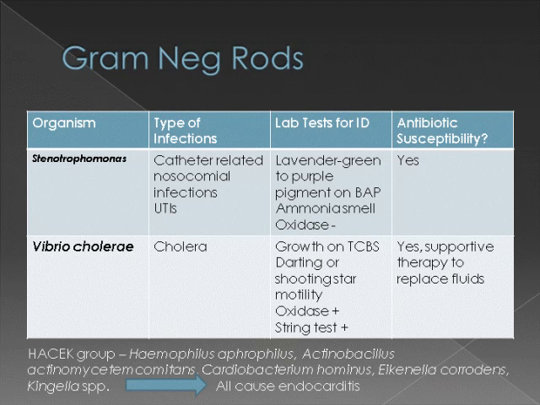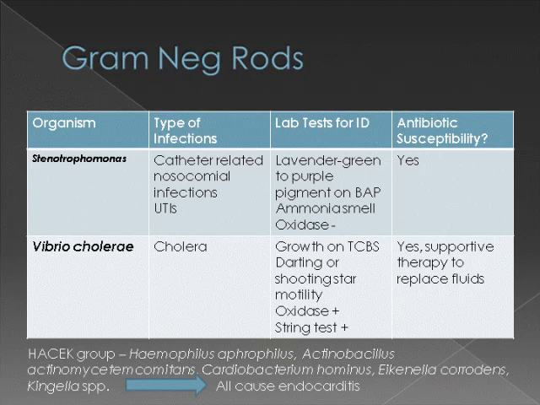And finally, we have Vibrio cholerae. This is the causative agent of cholera. It grows on TCBS. In motility, it has a darting or shooting star motility, and it is oxidase positive and string test positive. And susceptibility would be needed for Vibrio cholerae. Also, supportive therapy to replace the fluids lost through the diarrhea is necessary.